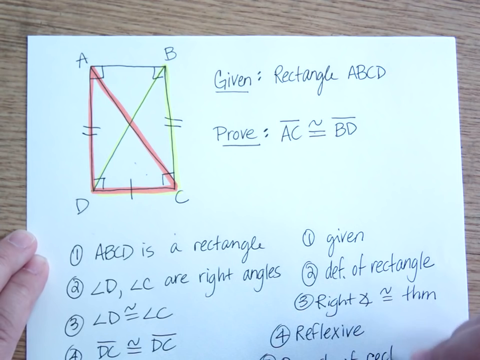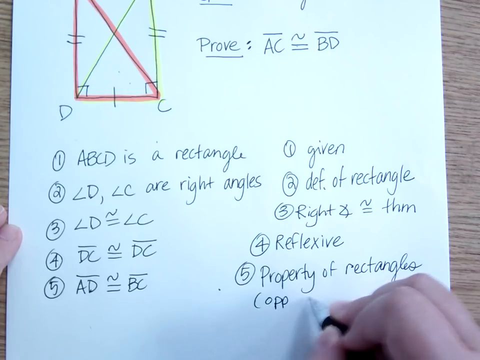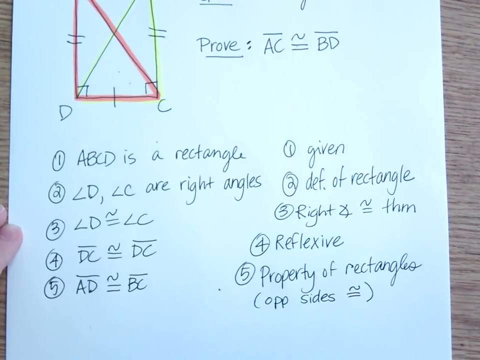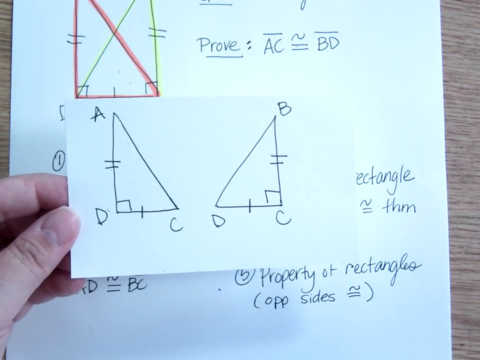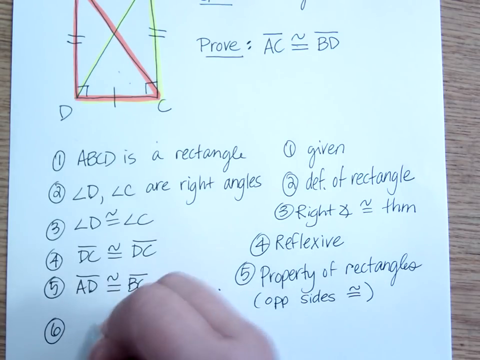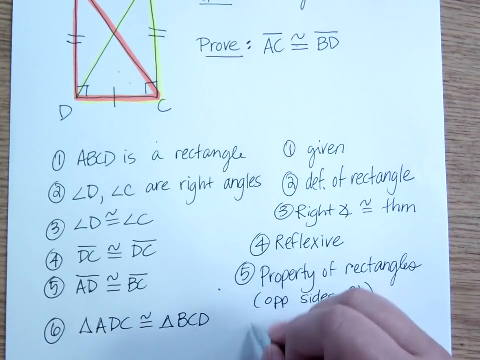Really, the other thing we could do here is just write it out. Opposite sides of a rectangle are congruent. I could write that right here, or abbreviate it. Opposite sides, let's just do that, are congruent. Okay, because there are other properties of a rectangle, so we wouldn't want our reader to be confused. Okay, so now, what do I have here? I have that these two triangles are congruent by what? I know the triangles are congruent. Triangle ADC is congruent to triangle BCD by side angle side.